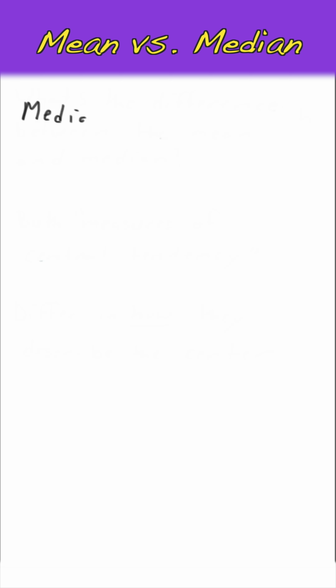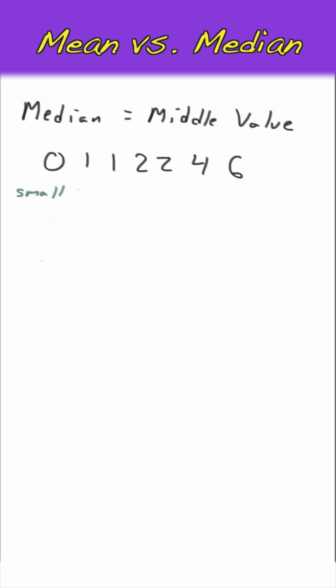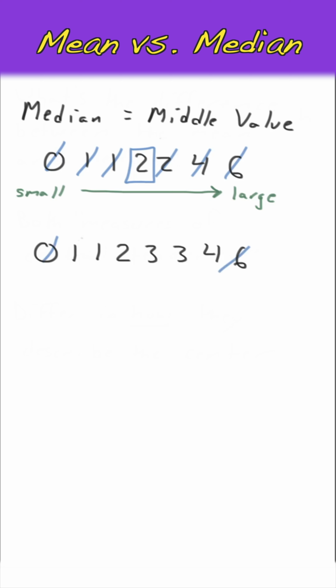The median is quite literally the middle value. Line up all the data points in order from smallest to largest, the median is the number right in the middle. Or in some cases, if the middle is two values, we just take their average.